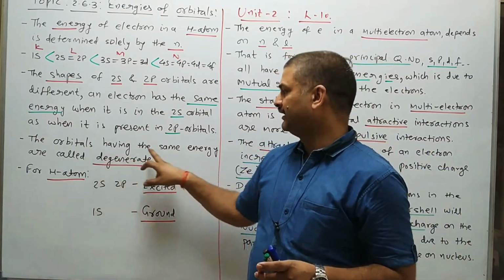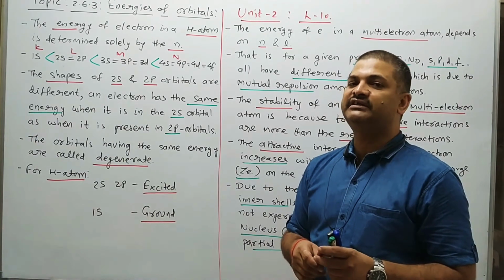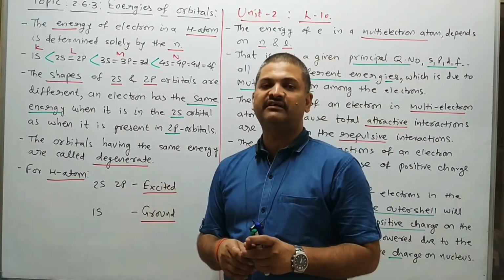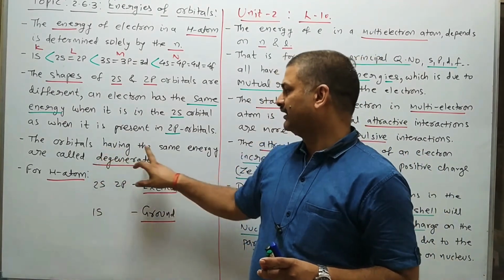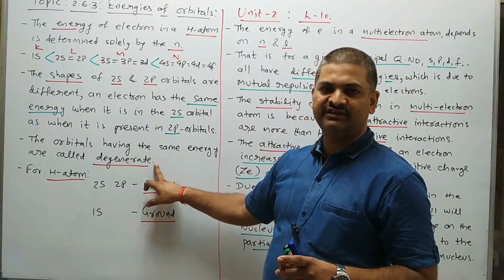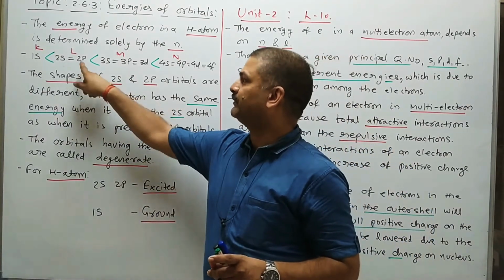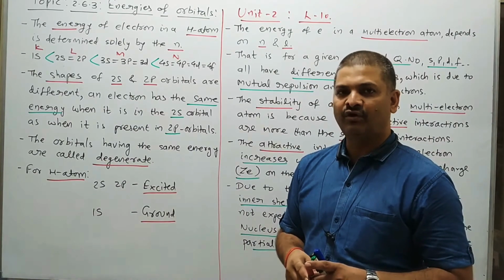Now, orbitals having the same energy are called degenerate. So this is the definition of degenerate orbitals. What is degenerate? See, orbitals having the same energy are known as degenerate. Here s and p, s, p, d, are examples of degenerate orbitals.